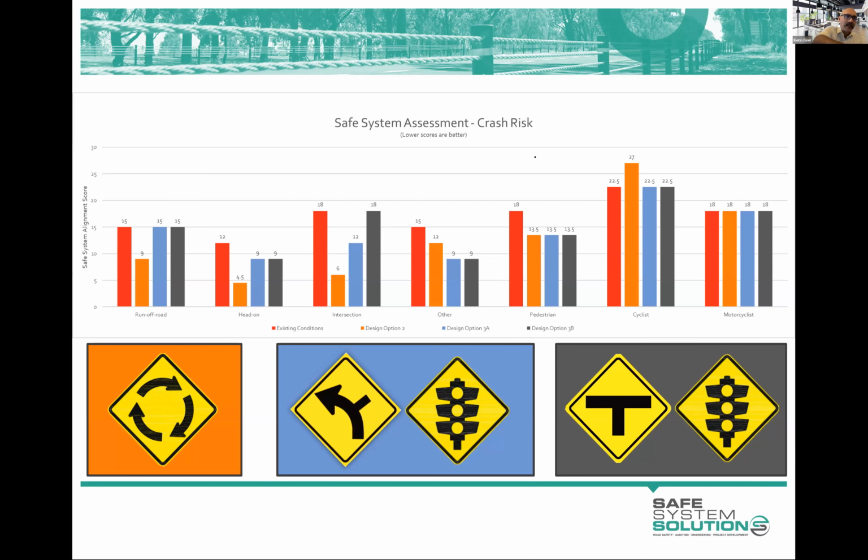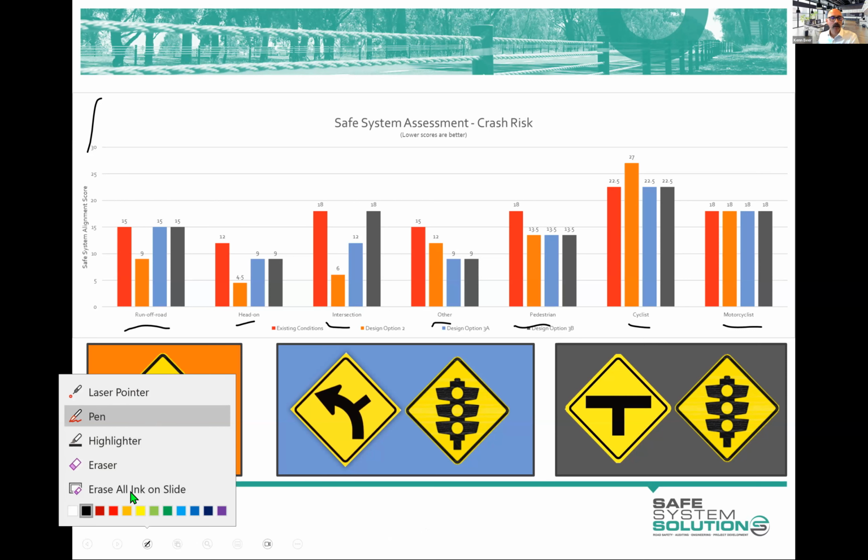So on the y-axis here, we've got safe system alignment score. Now you can kind of think of this as a risk score, and it's pretty much that. And these clusters we're seeing are different crash types: run-off road crash, head-on crash, intersection type crash, other, and that's a collector, I'll talk about that in detail. Pedestrian, crash where a pedestrian's injured, cyclist is injured, or motorcyclist is injured. And so each of those is something that we're going to be thinking about.